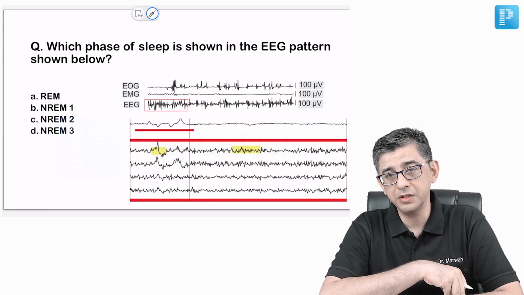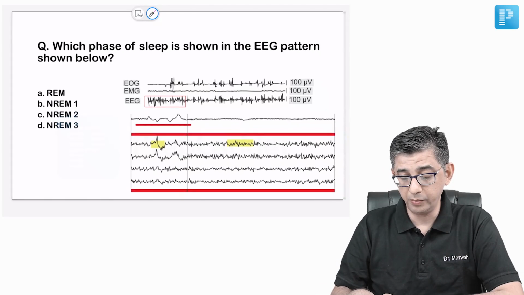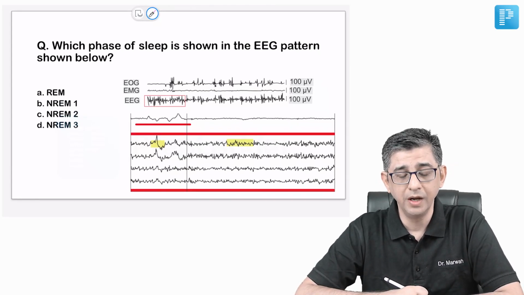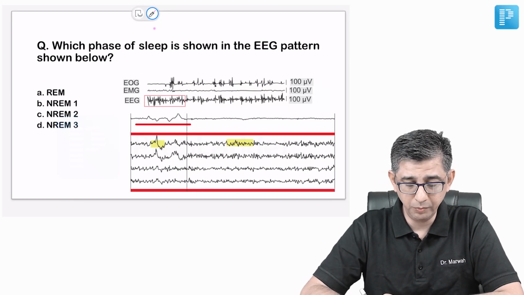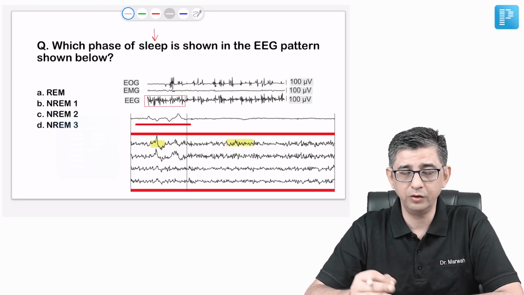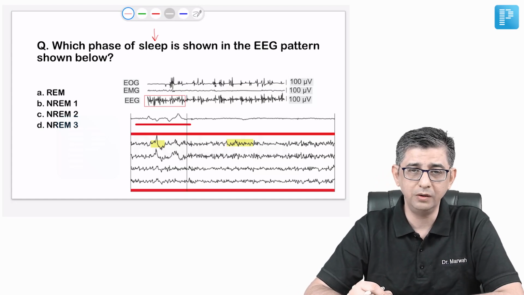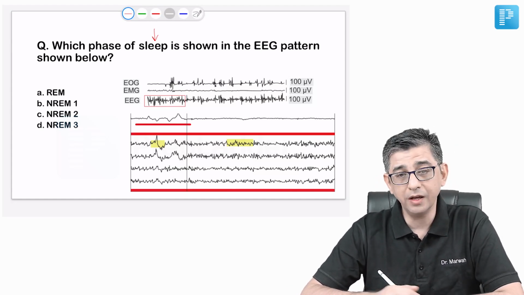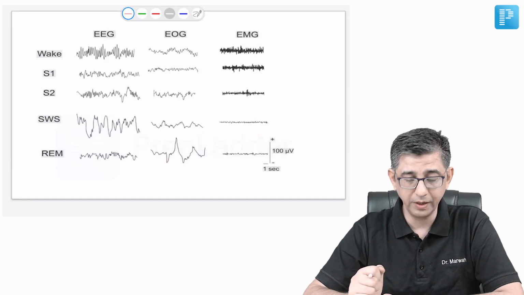Now moving to the next question. I presume this was more of a physiology-based question, but I have tried to do justice here. The question said, which phase of sleep is shown below? Before I start talking about the waves present here, let's look at some baseline data, a quick one-minute understanding of the normal waves of the EEG, and then we come back to this particular slide again.